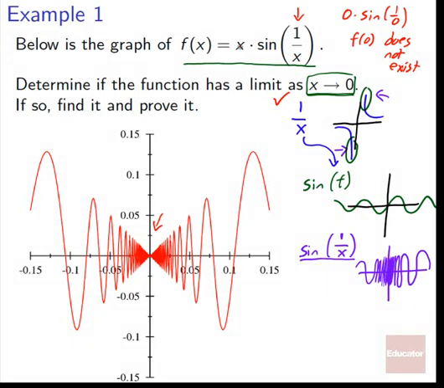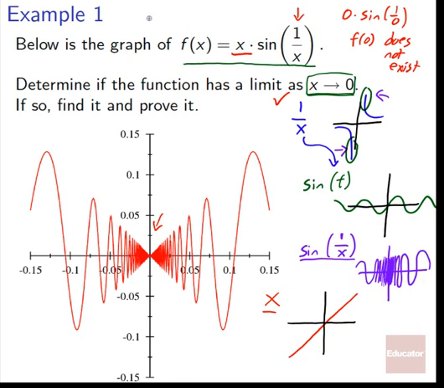However, in this case, we also have x showing up. Well, if we graph just x, what does just x look like? Well, that looks just like this, right? So x times something is going to wind up expanding it or shrinking it by whatever x's current value is. So as x gets closer and closer to zero, it's going to wind up squishing it closer and closer to that x-axis.